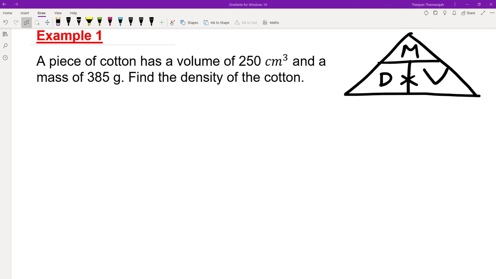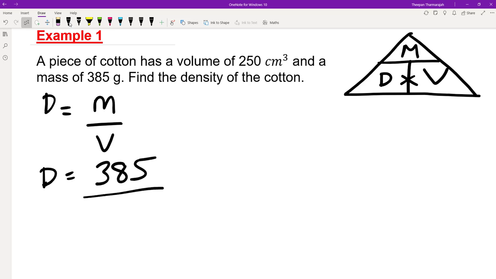Here's a question for you to try. You can pause the video, and when you're done, I will go through my worked solution. Okay, welcome back. So a piece of cotton has a volume of 250 centimeter cubed and a mass of 385 grams. Find the density of the cotton. So what we do, density is mass divided by the volume. So density, in our case, the mass is going to be 385 divided by the volume, 250.